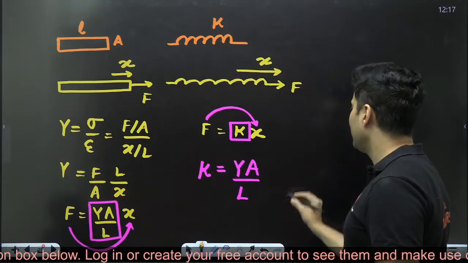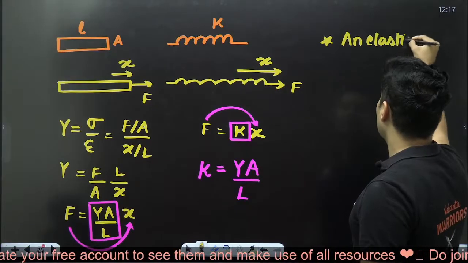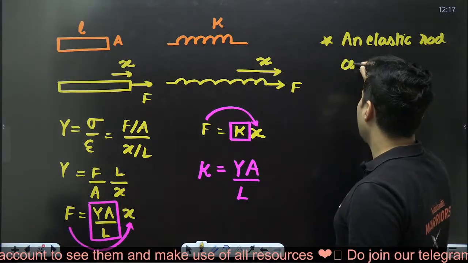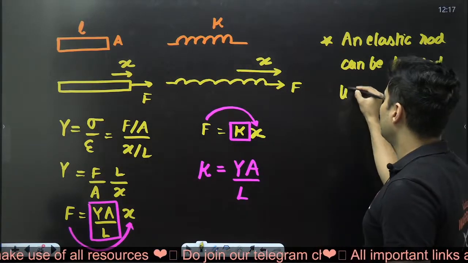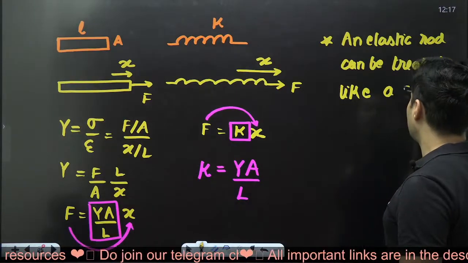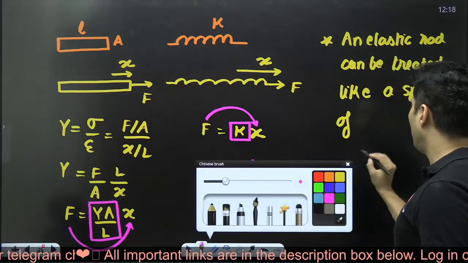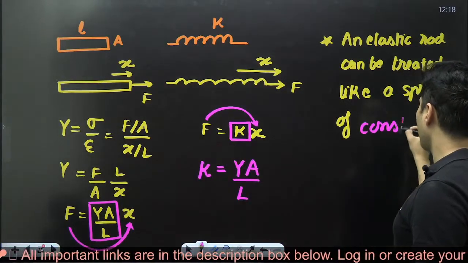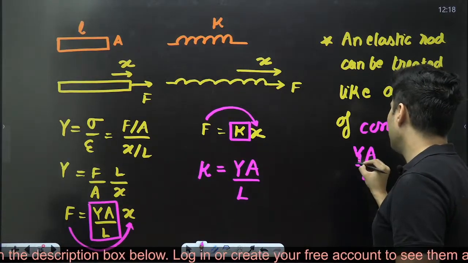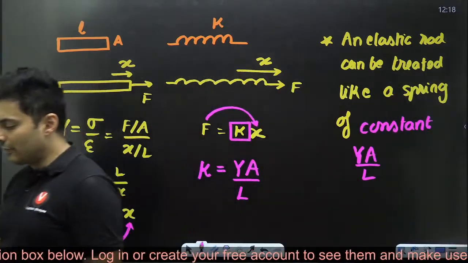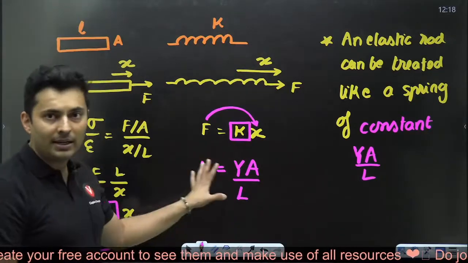So what it means is that an elastic rod can be treated like a spring of constant YA by L. That is the meaning of it. Is that clear? Very, very crucial, very important formula which I have been giving you over here.